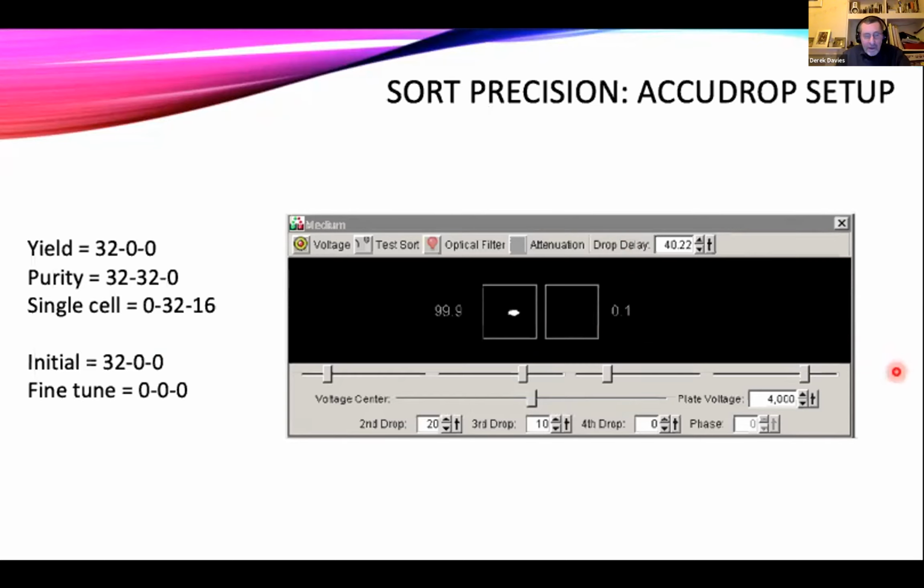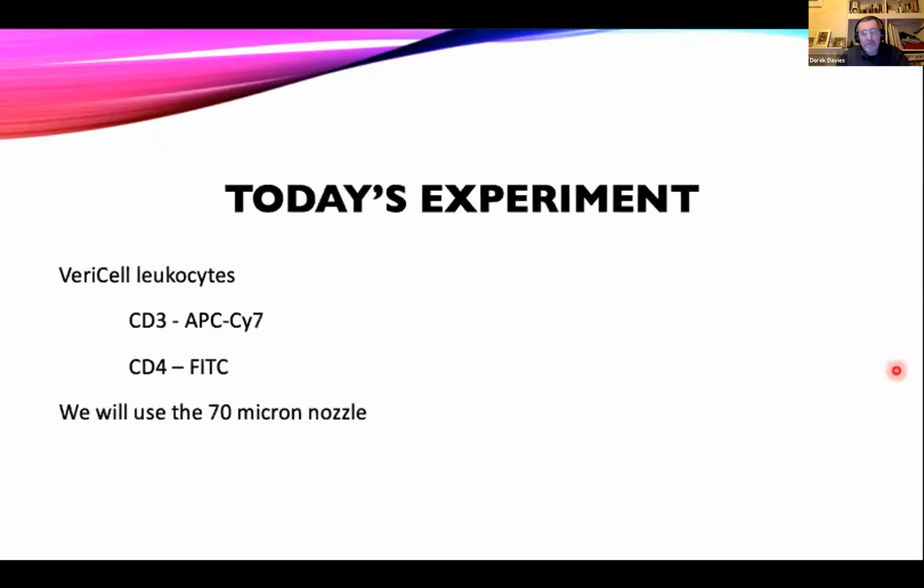So we've aligned our machine and we've set our drop delay. We want to actually do a sort. We want to get some cells back. So today we're going to actually use some cells rather than the beads that we used last time. We're going to do just a 2-color experiment. We're going to use CD3, which we're going to label with APC-H7, and we're going to use CD4 labeled with FITC. And as Kathy's already told us, we're using the 70 micron nozzle for that because lymphocytes are quite small and the nozzle size should be in proportion to the size of your cell. So 8 to 10 micron lymphocytes, a 70 micron nozzle should be pretty good for that.